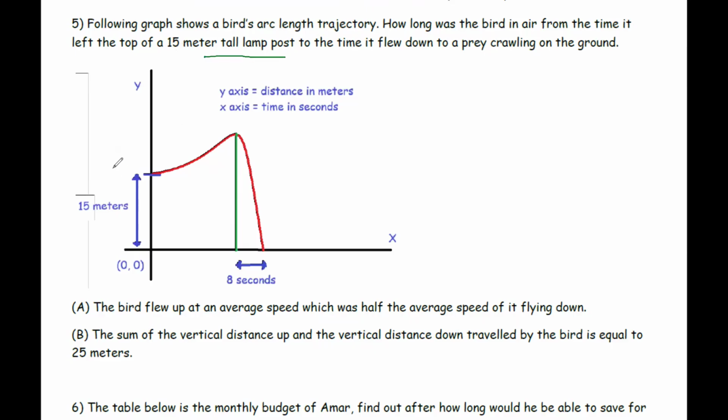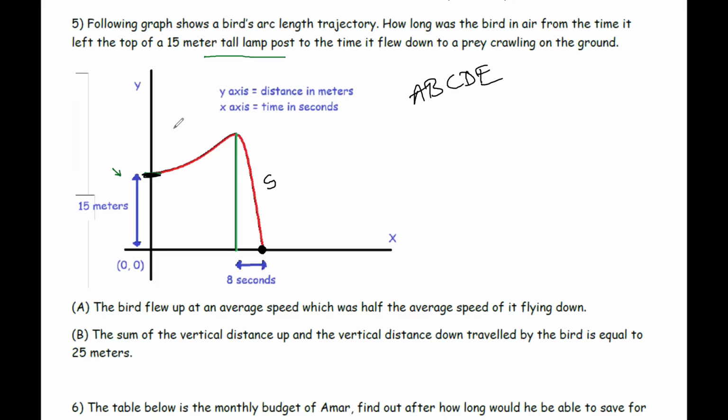So this is a lamppost out here, that is the lamppost out here, to the time it flew down to a prey crawling on the ground. So there's some prey crawling on the ground out here. Again, it's the same kind of question, but let's see what information we have. The bird flew up at an average speed which was half the average speed of it flying down.